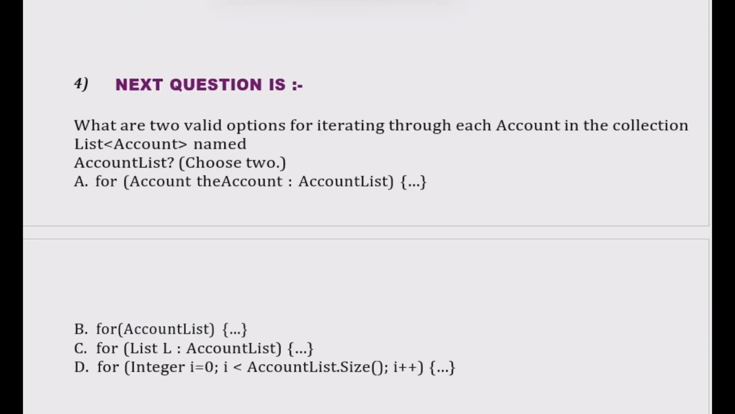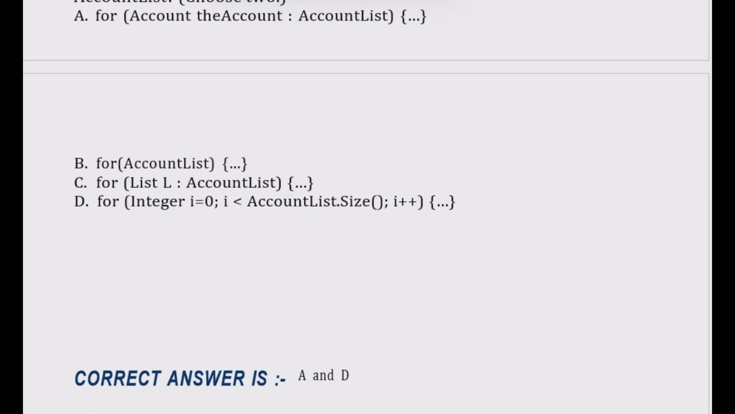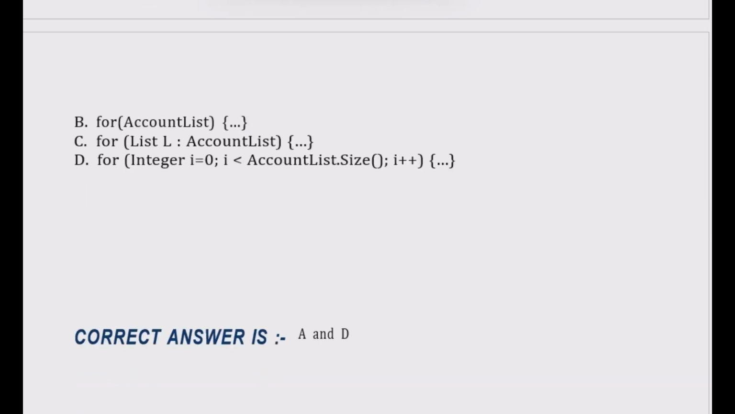Question is what are two valid options for iterating through each account in the collection list account named account list? Choose two options. Now see the options as option A, B, C and option D. Correct answer is option A and option D.